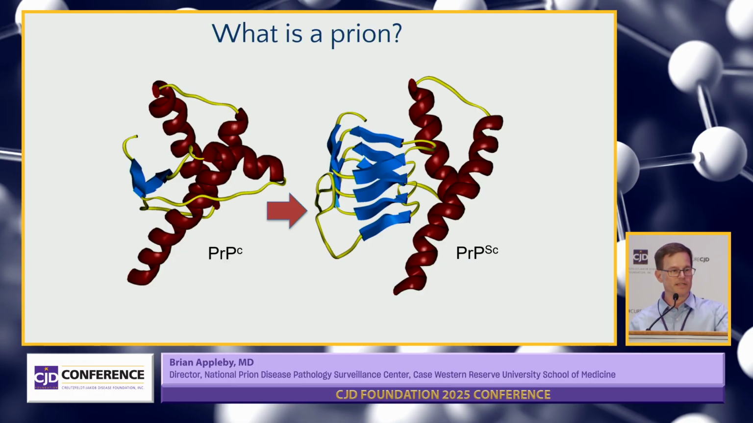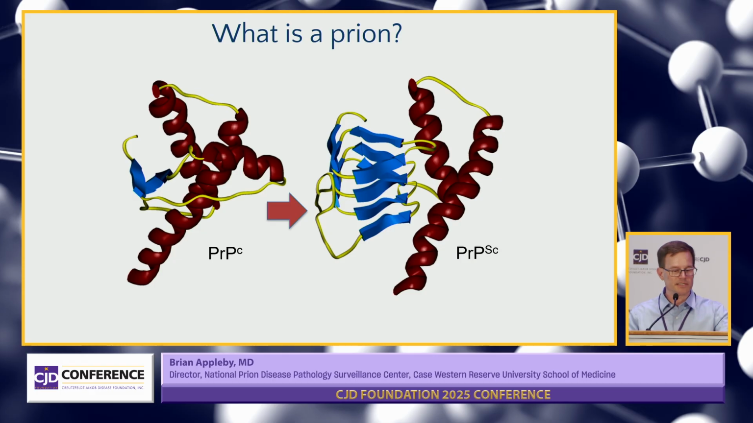A prion stands for a proteinaceous infectious particle. That means it's only comprised of a protein, and it can be transmitted under very specific circumstances. We all make normal prion proteins. That stands for, in our field, PrPC, which stands for cellular prion protein. So if you hear that, think about the normal prion that we all make.